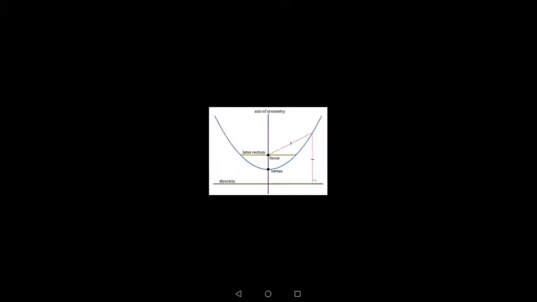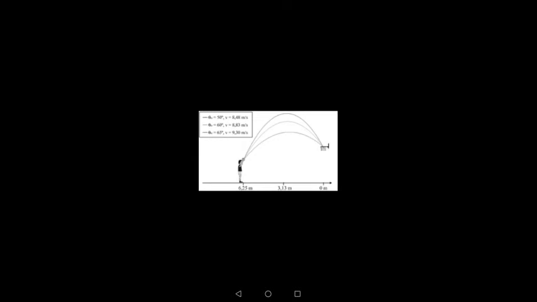So, for example, the trajectory of the bounce of a ball can be an example of the shape of the parabola.